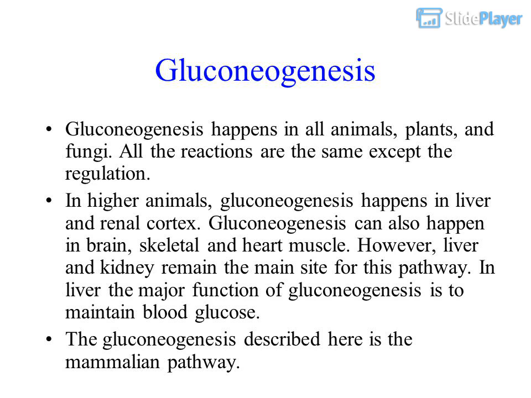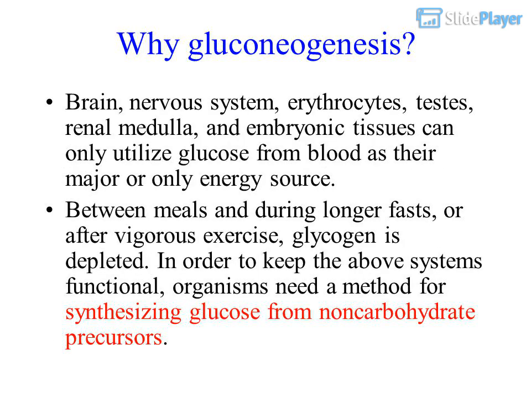In liver, the major function of gluconeogenesis is to maintain blood glucose. The gluconeogenesis described here is the mammalian pathway. Why gluconeogenesis? Brain, nervous system, erythrocytes, testes, renal medulla, and embryonic tissues can only utilize glucose from blood as their major or only energy source.